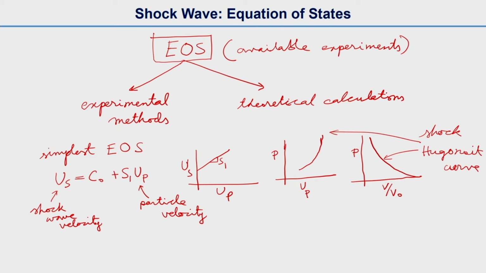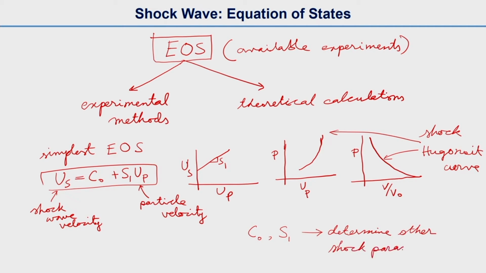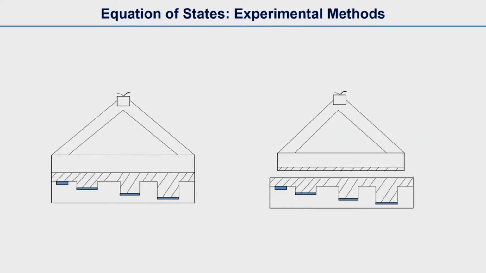We also discussed that if we know, from this simplest form of EOS, the parameters C naught and S1, then we can determine the other shock parameters. There are several methods to obtain the shock parameters, so we will just briefly discuss these experimental methods.